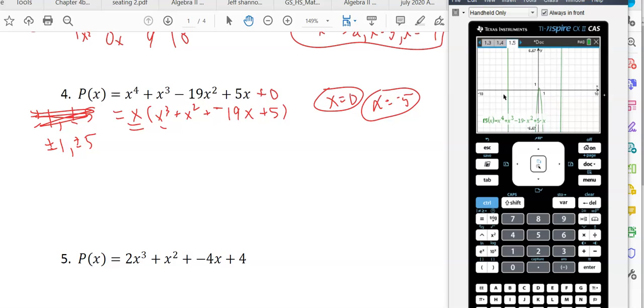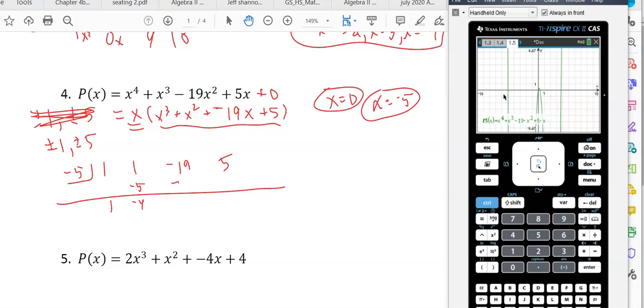So I've already taken out the 0. Let's just start with this and take out the negative 5. So negative 5 in the box. I already took out, so 1, 1, negative 19, and 5. So 1, negative 5, negative 4, 20, 1, and negative 5, which is 0.